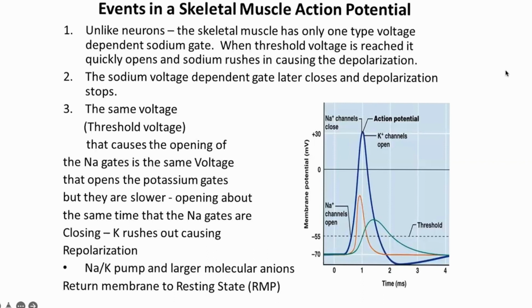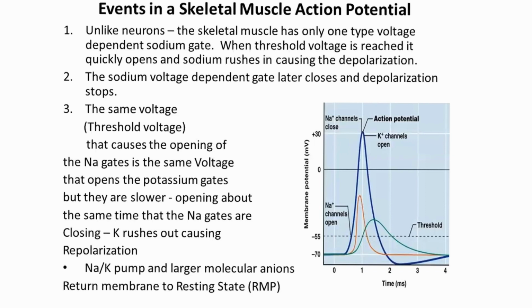When threshold voltage is reached, it quickly opens the sodium channel and you have the depolarization. So if you don't remember anything, depolarization, the sodium voltage gated channels are open and you have an influx of sodium within the cell.